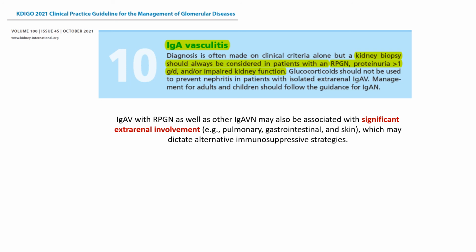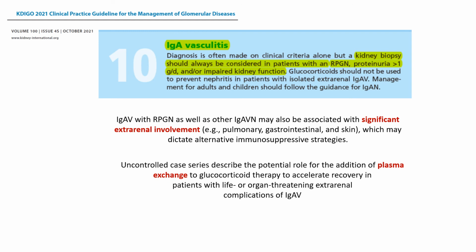These cases are usually treated with other immunosuppressive strategies, mainly the same as vasculitis. And plasma exchange may have a role in these cases, especially if there is a life-threatening or organ-threatening extrarenal complication of IgA vasculitis.